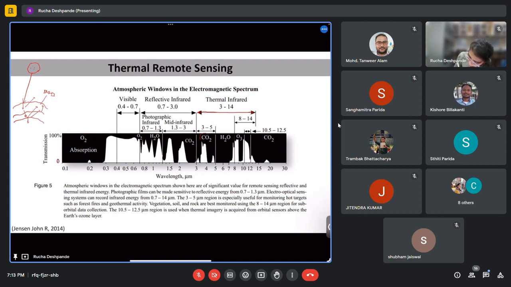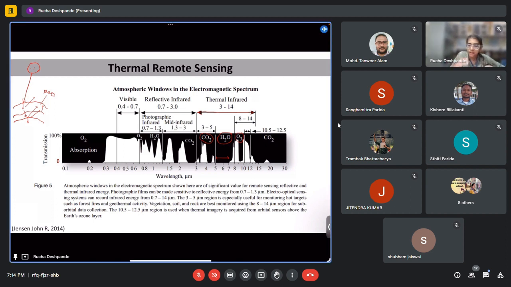So we see that CO2, H2O, and O3 are the major causes of absorption in this thermal infrared region. Then there is this window of 5 to 7 micrometers where there is no transmission at all and everything gets absorbed by H2O itself. So this window is not useful for sensing in this region, right? Okay.